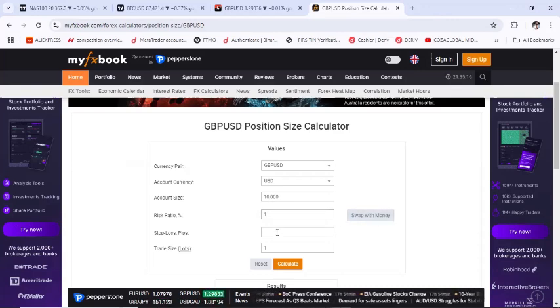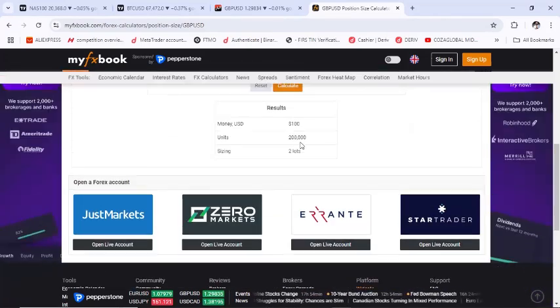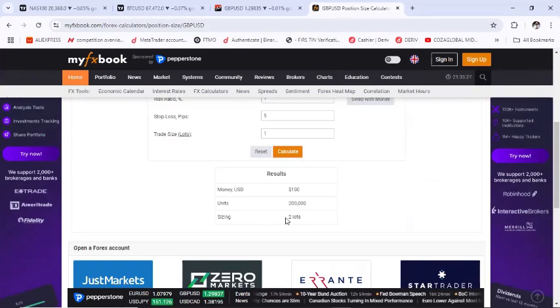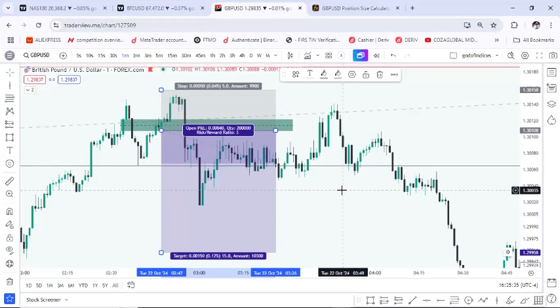So what's the stop loss? You put 5. This one you put in pips. See, they say stop loss in pips, not in points. Then you just say calculate. And you see it gave us the same thing, 2 lots. They are using 2 lots for the trade. So whichever one you choose to use, this is risk management.